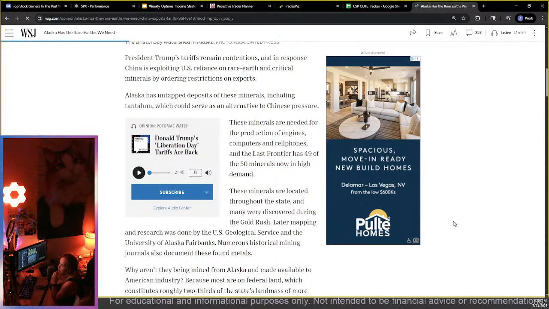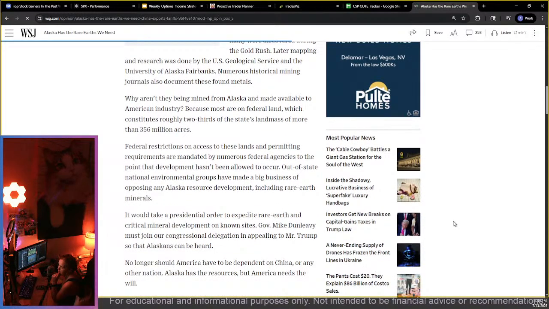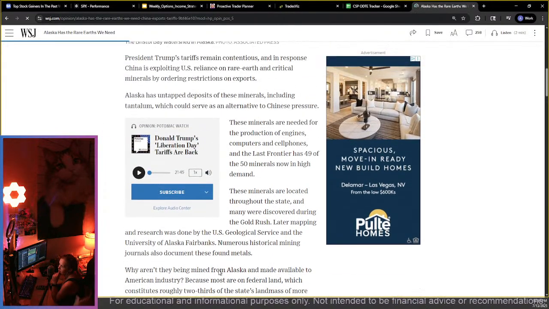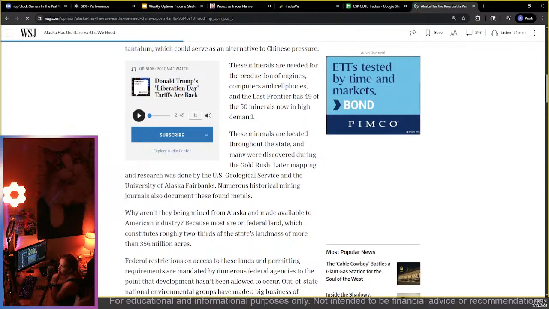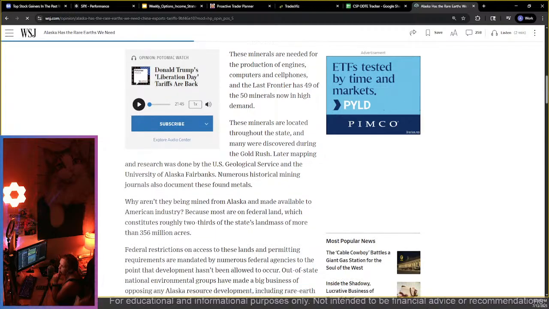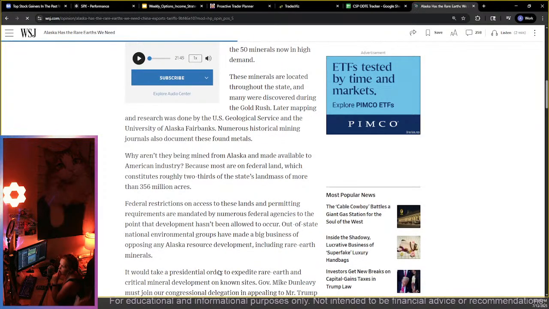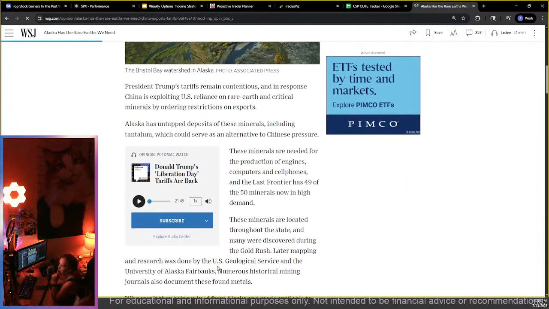So, okay, we want to do this. How long is it going to take for them to stand this mine up? I'd have to ask ChatGPT. Federal restrictions on access to the lands, permitting has not been allowed. Out-of-state national environmental groups have made a big business of opposing any Alaska resource development of rare earth minerals. Oh man, they're going to start digging in Alaska. This will take years. It might happen though.